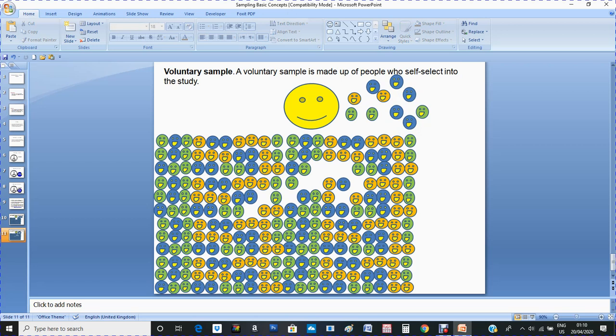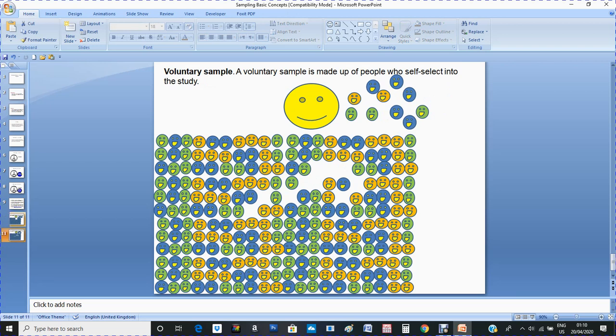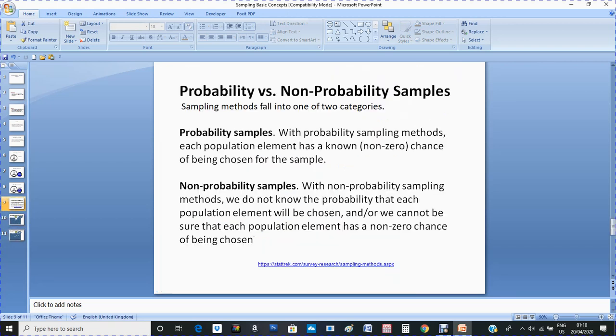So today we discussed the convenience sample and the voluntary sample. Both of them are non-probability sampling methods.